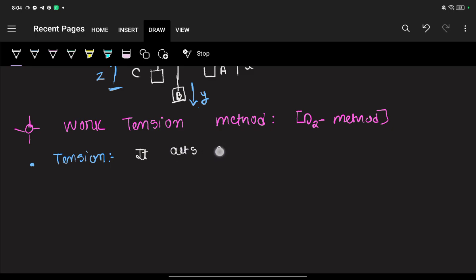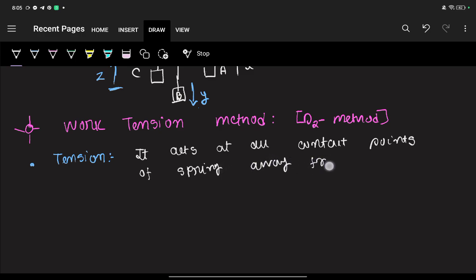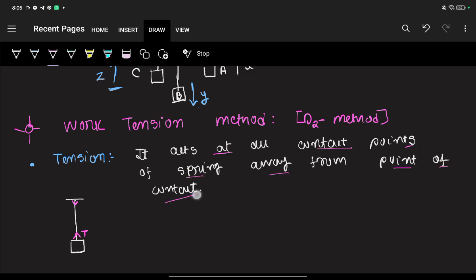It acts at all contact points of string away from the point of contact. So for example, let's say we are hanging this block. Here at this point, tension acts in downward direction. But at this point, tension acts in upward direction. That's why this definition: it acts at all contact points of string away from point of contact. Understood?